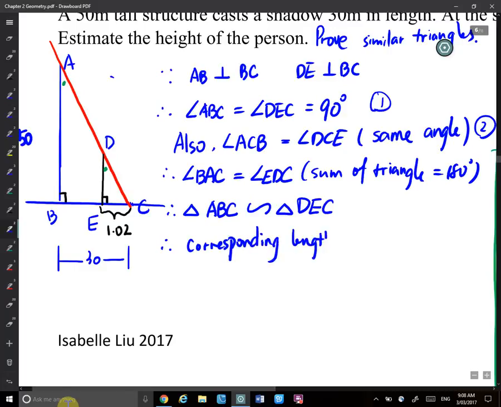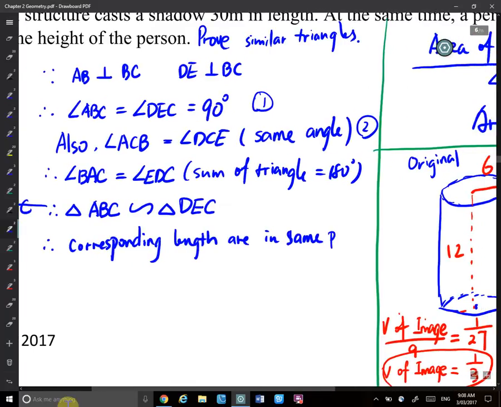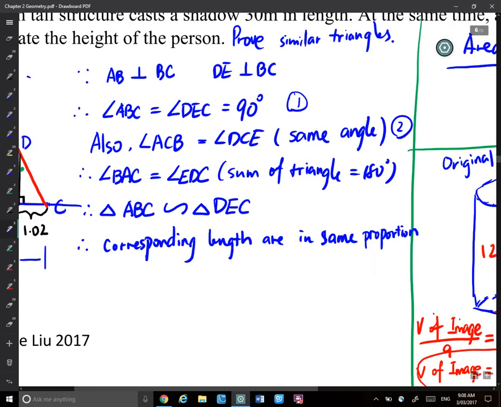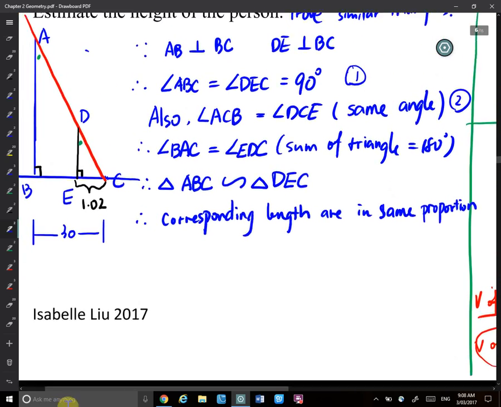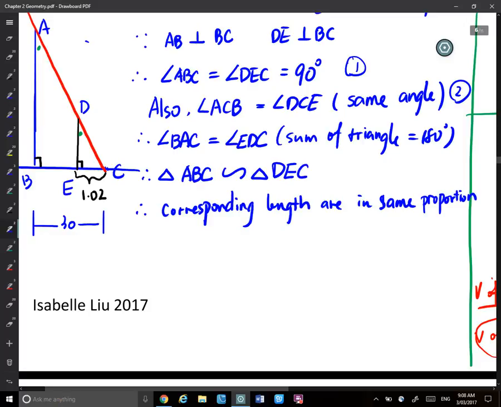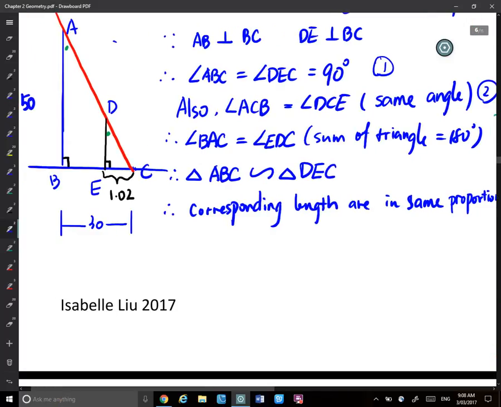The corresponding lengths are in the same proportion. You don't really need to write that; you can directly start to write the ratios, but I just make it look a little bit easier.